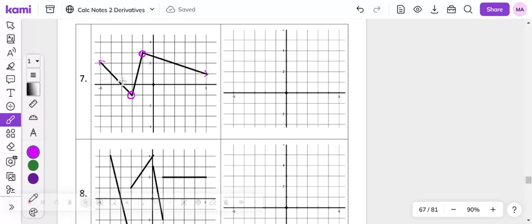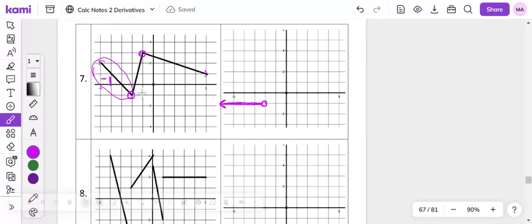From negative infinity until negative 2, this line has a slope of negative 1. Therefore, the derivative is equal to negative 1. So I'm going to go to negative 2, negative 1, and put an open circle. And the derivative of all of this is negative 1. So the derivative of a line or line segment is the slope of that line.